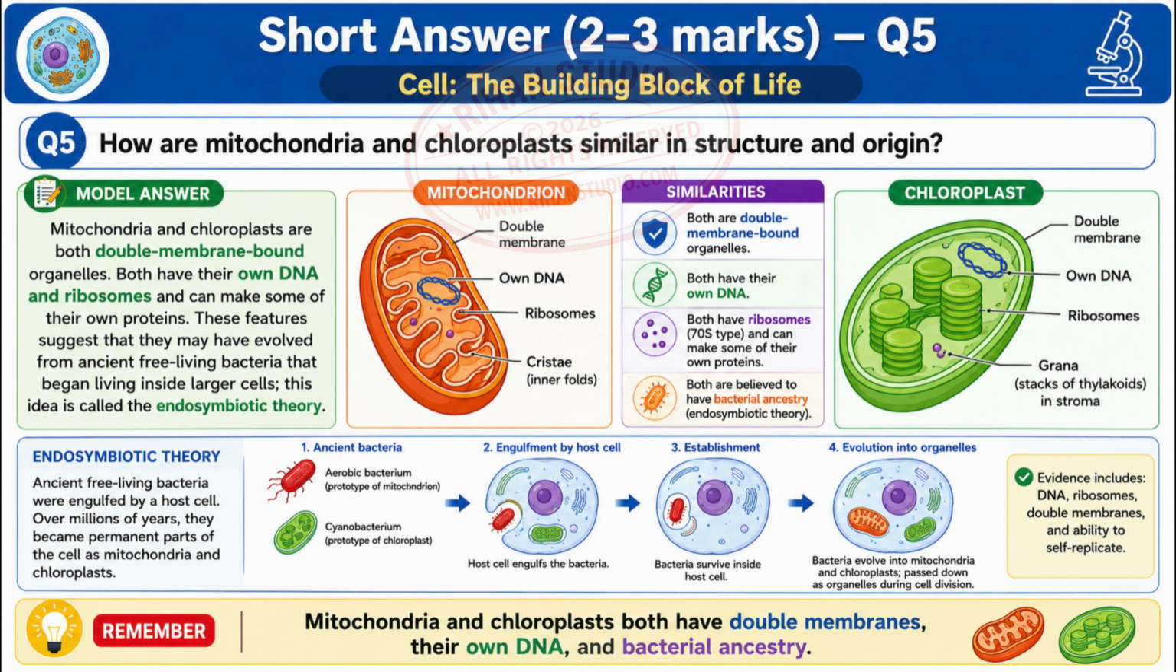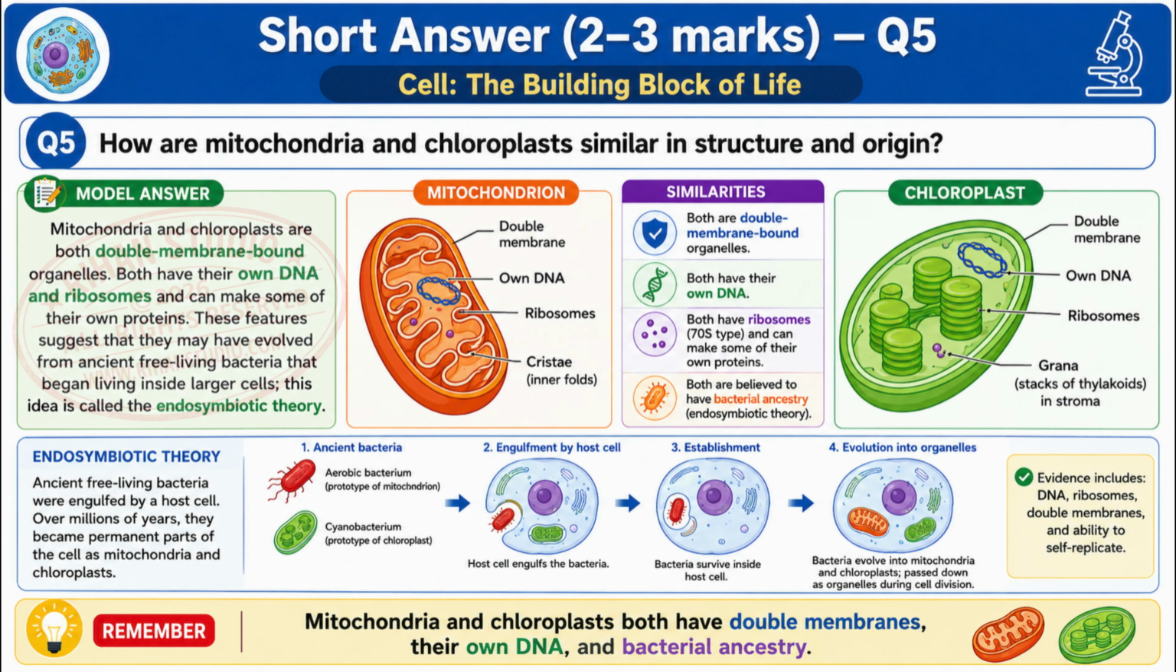5. How are mitochondria and chloroplasts similar in structure and origin? Model answer. Mitochondria and chloroplasts are both double membrane-bound organelles. Both have their own DNA and ribosomes and can make some of their own proteins. These features suggest that they may have evolved from ancient free-living bacteria that began living inside larger cells. This idea is called the endosymbiotic theory.